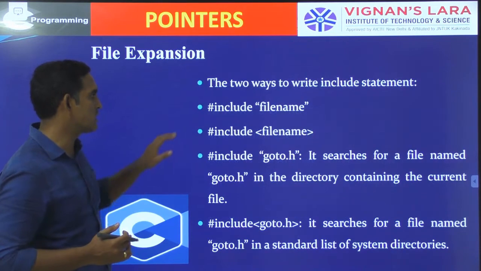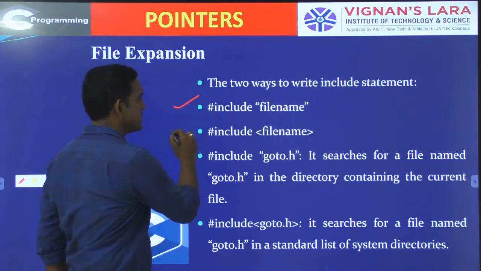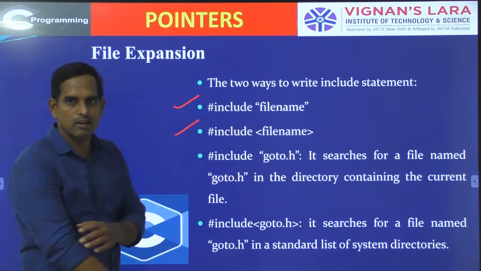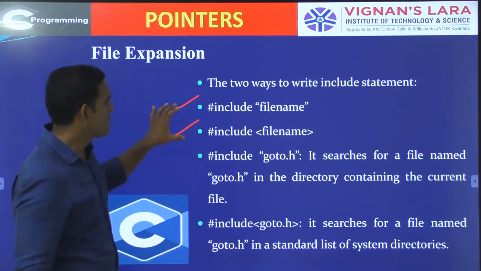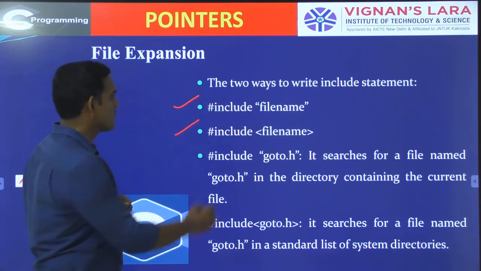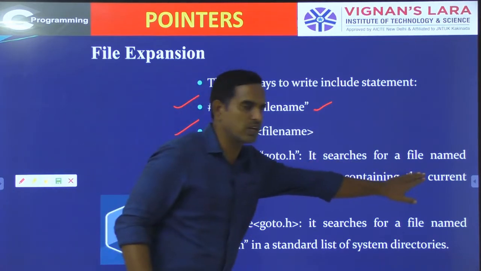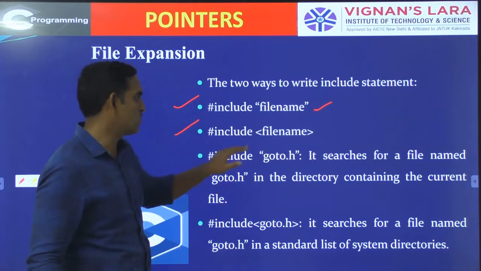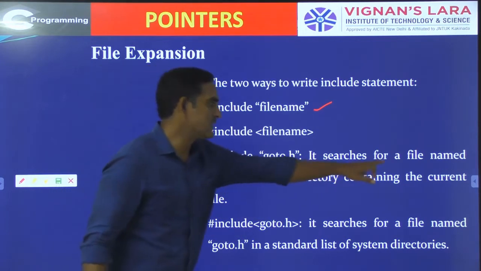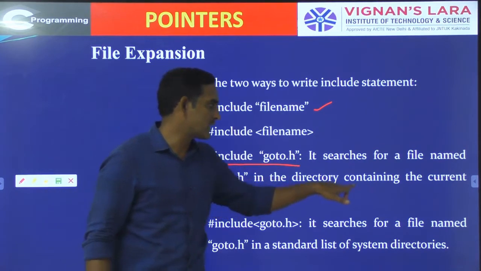The file inclusion can be done by using these two types, that is, one by using the quotes, another by using your less than or greater than symbols. Okay, so you can do the file inclusion by using these two statements. When you use this particular statement, that is by using the quotes, it searches for a file named goto.h. For example, if I am writing hash include goto.h, it searches for a file named goto.h in the directory containing the current file.